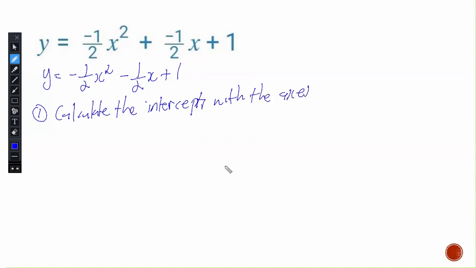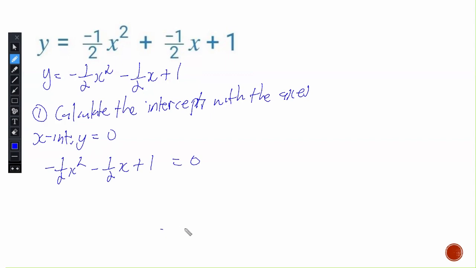So again, nothing changes. Just because you have this fraction doesn't mean that the maths will change. You still do the very same thing. If you're looking for the x-intercept, make your y 0, right? So this is going to be negative half x squared minus half x plus 1 is equal to 0.